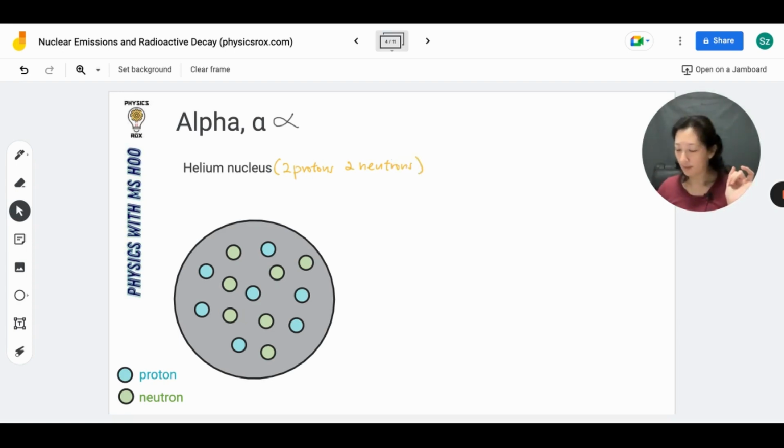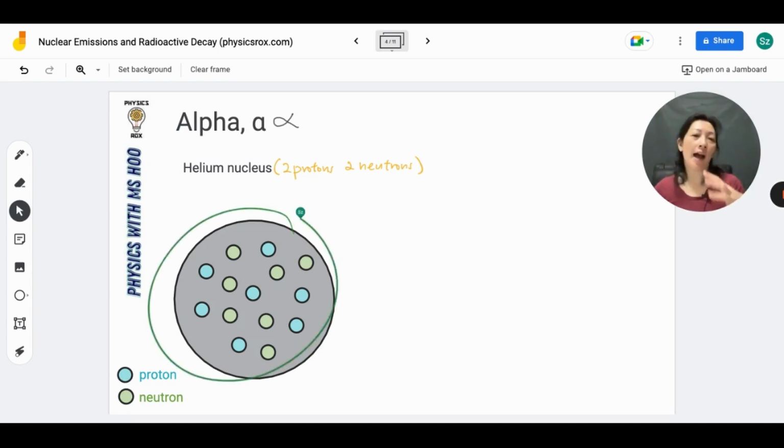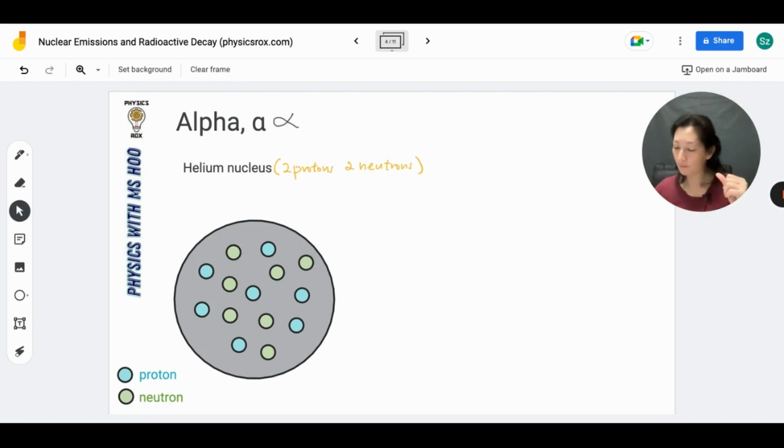So if this nucleus was going to throw out an alpha emission, this is how it would look like. That means this very unstable nucleus now needs to get rid of the extra weight. How does it do that? Let's say it gets rid of the extra weight by throwing out alpha.